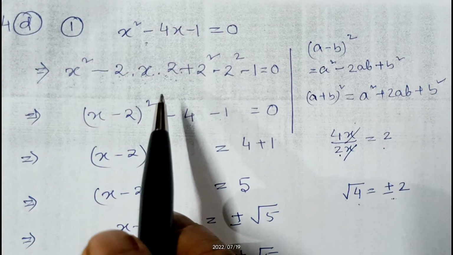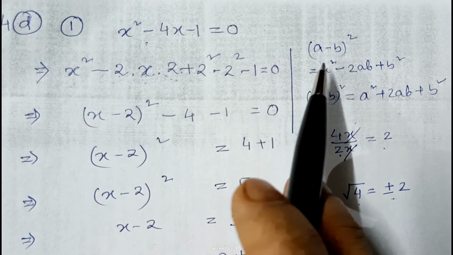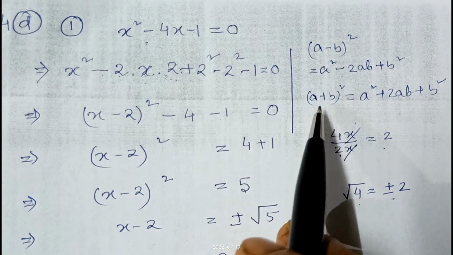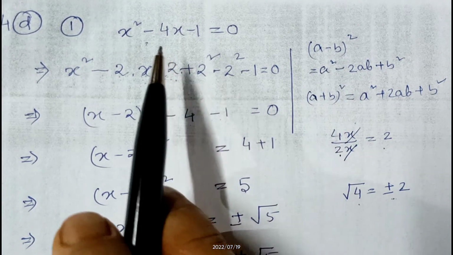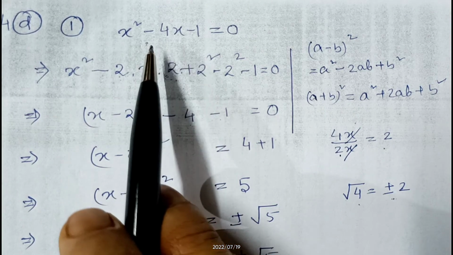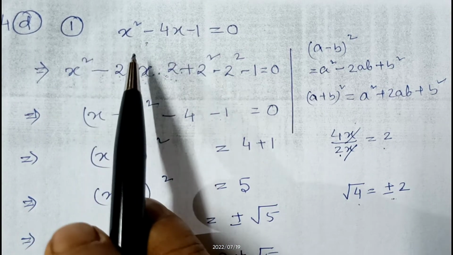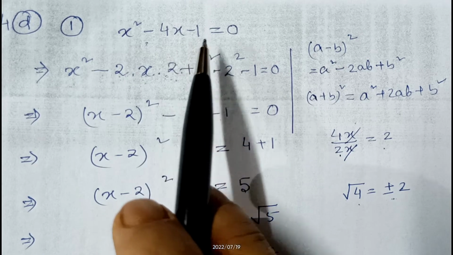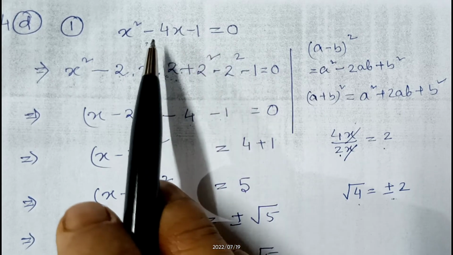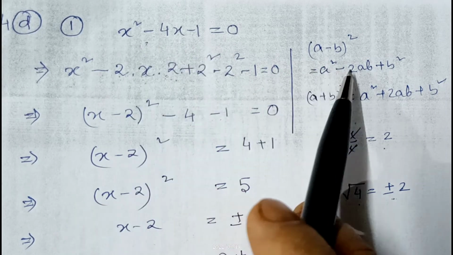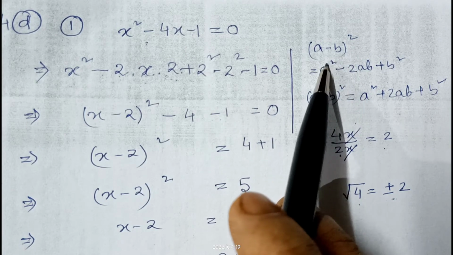In the completing the square method we have to use either the a minus b whole square formula or the a plus b whole square formula, depending on the sign placed along with x. Here the first question is x square minus 4x minus 1 equals 0, and because this sign is negative, we have to use the a minus b whole square formula.